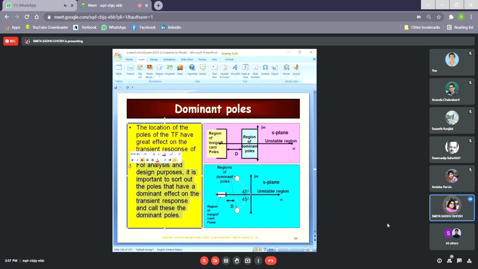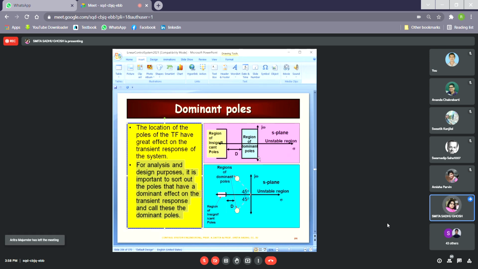For analysis and design purposes, it is important to sort out the poles that have a dominant effect on the transient response and call these the dominant poles. So we may find that there are some poles which have a much larger, more significant effect on the system response, and some other poles which have minor effect on the system response. The poles which have a much larger effect on the system response are called dominant poles.